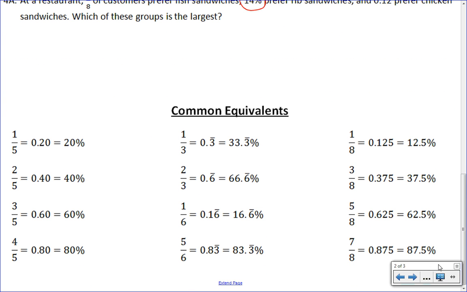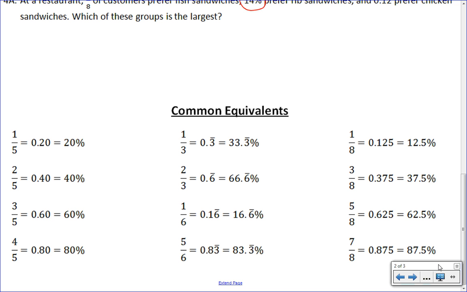At the bottom of the page, you'll see some common fraction, decimal, and percent equivalents. These are all ones that you should be familiar with already. You should have been strongly encouraged to memorize these in previous math classes. But if you haven't, you definitely need to memorize them now.